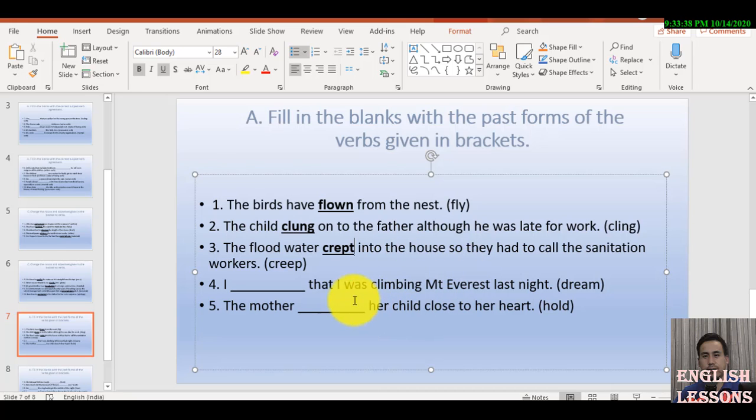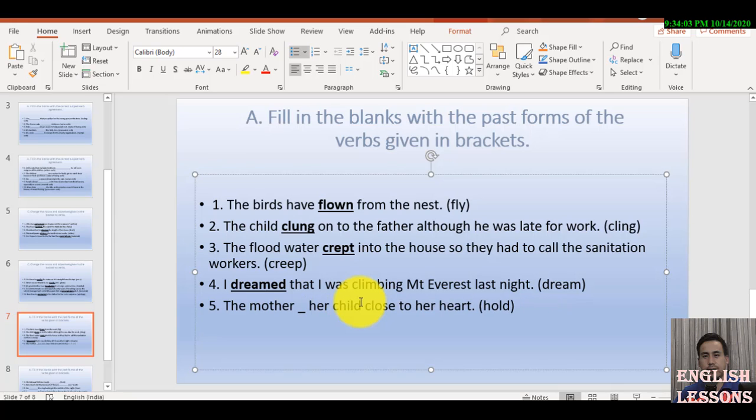I dash that I was climbing Mount Everest last night. The answer will be I dreamed. Dreamed. The mother held her child close to her heart. The correct answer will be the mother held her child close to her heart.